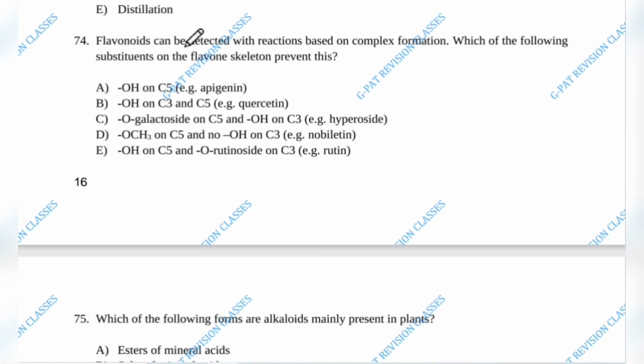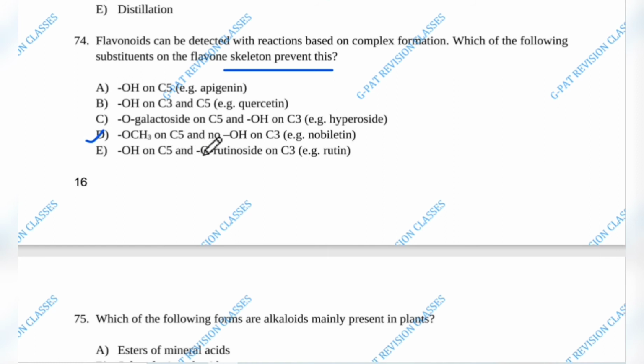Next is question number 74: flavonoids can be detected with a reaction based on complex formation. Which of the following substituents on the flavone skeleton prevents this? The answer is D.